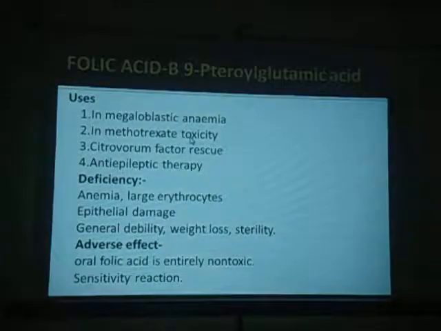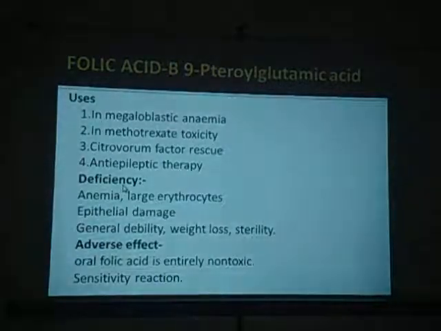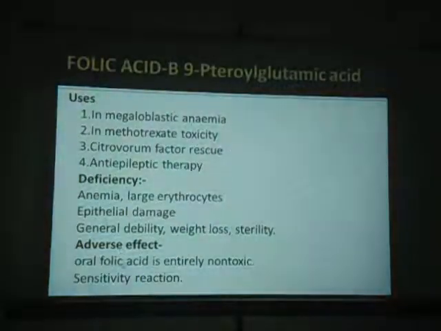What happens when methotrexate is given? If given in large quantity, it can also inhibit the normal functioning of the body. Normal synthesis of cells is also inhibited. That's why we call it citrovorum rescue factor, which is used in methotrexate toxicity. It is also a part of anti-epileptic therapy. Deficiency can lead to anemia, megaloblastic anemia, epithelial damage, weight loss, sterility. Adverse effects: they are usually non-toxic, but injection site reactions can be there.